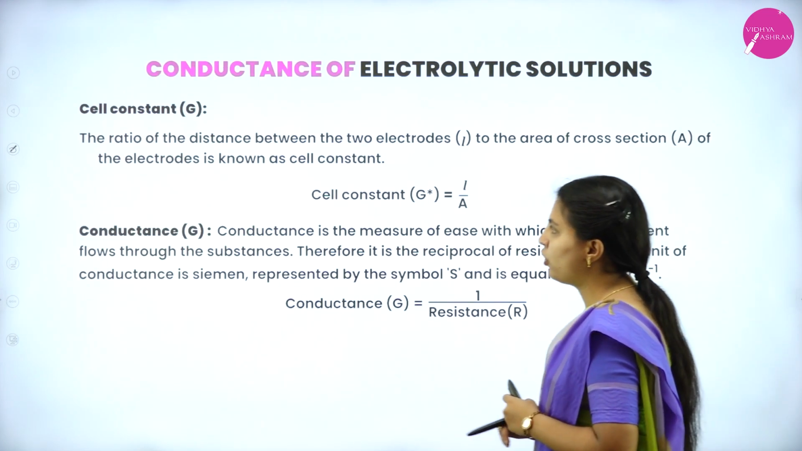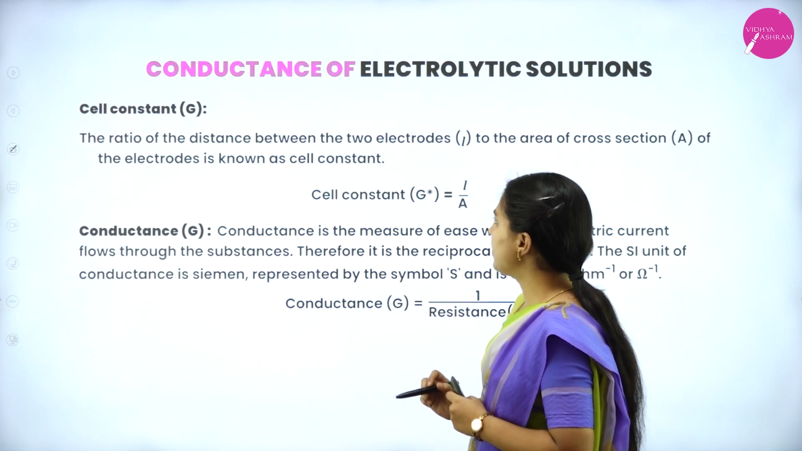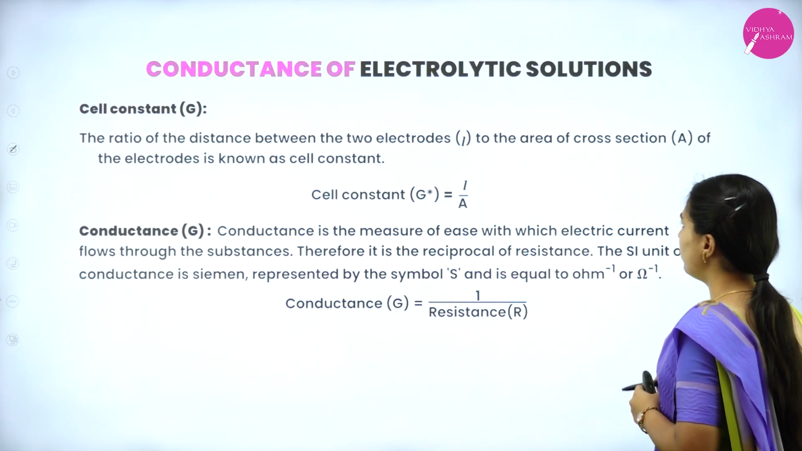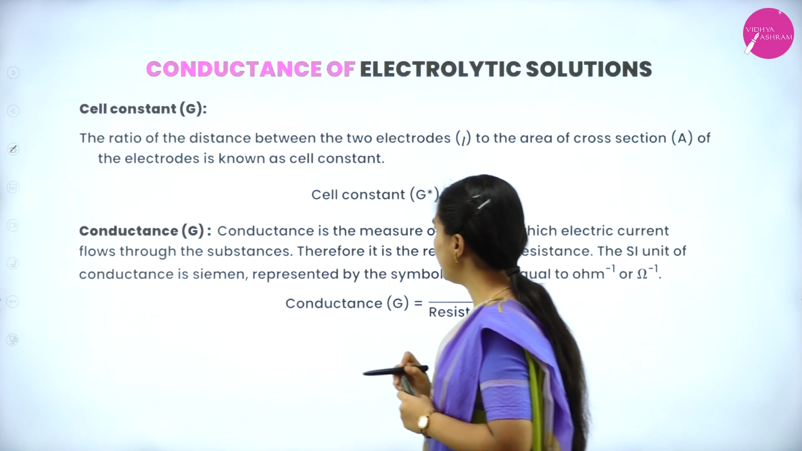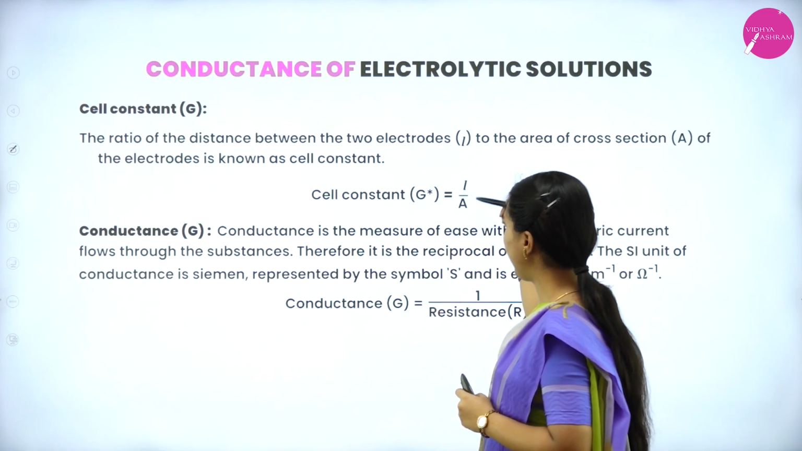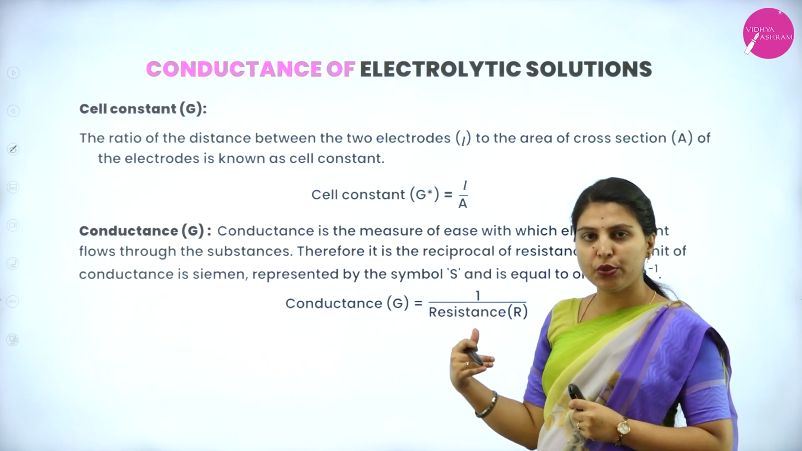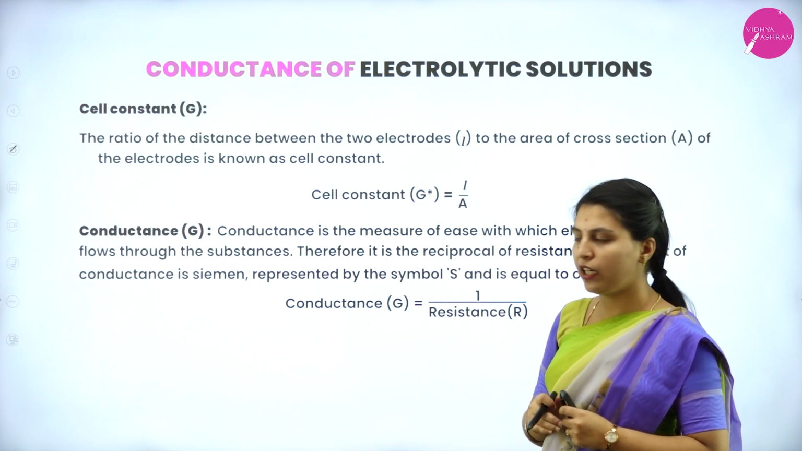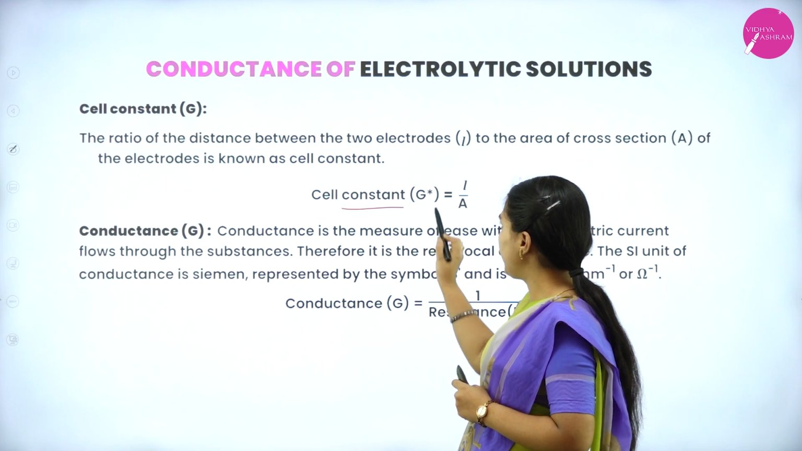Next is cell constant. Cell constant will be represented by G star. The ratio of the distance between the two electrodes, that is L, to the area of cross section of the electrodes is known as cell constant. L by A means, in the electrolytic solution, the distance between the two electrodes by the area of cross section of the electrodes. Here L by A we call the cell constant, represented by G star.